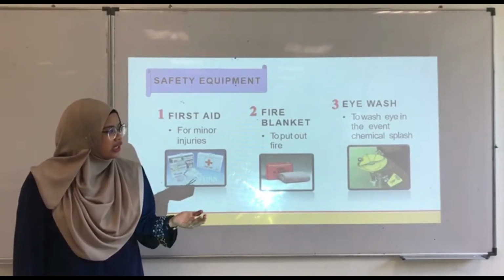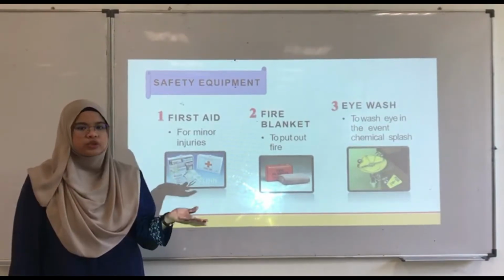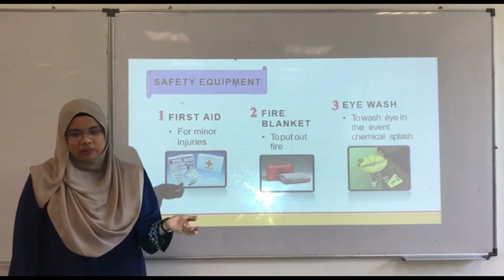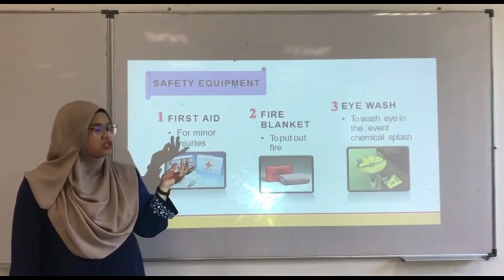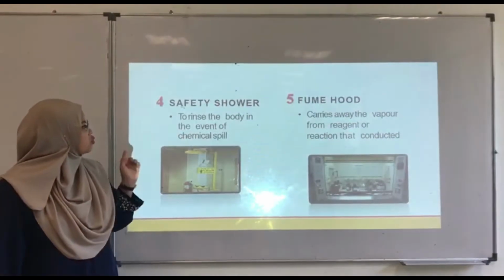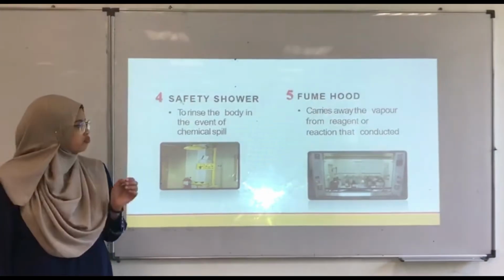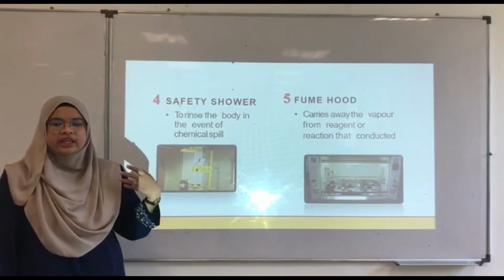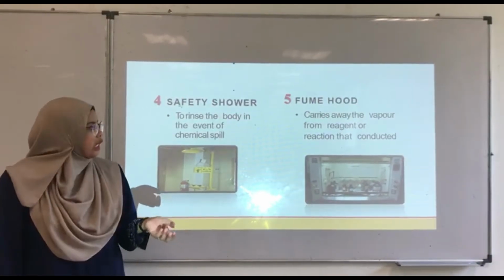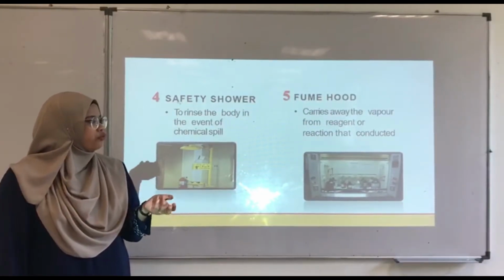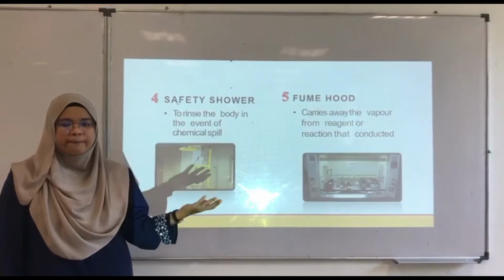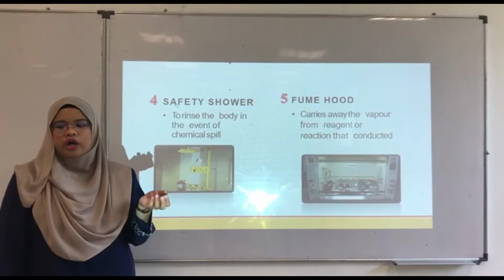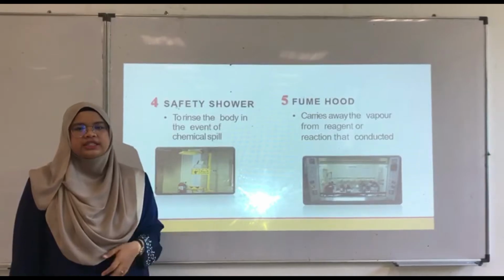Next is the eye wash. When there is a chemical splash, we can wash our eyes using the eye wash. The next one is the safety shower. With the safety shower, we can rinse the body in the event of a chemical spill. Then is the fume hood. With the fume hood, we carry away the vapor from reagents or a reaction that is conducted.